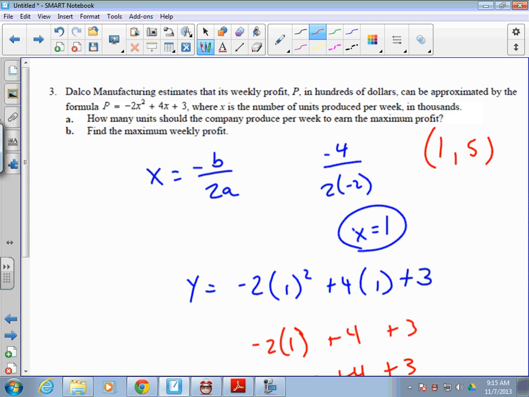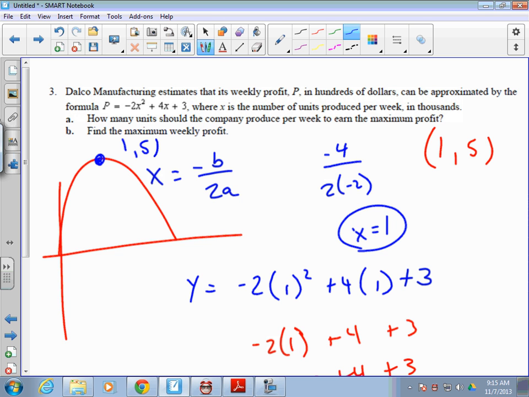So again, looking at your picture, that vertex is here. That's going to be at (1, 5). So to answer the question, how many units should the company produce per week to earn the maximum profit? 1 unit. The x value, 1. And then what is the maximum weekly profit? 5,000. Oh, it's (1, 5).